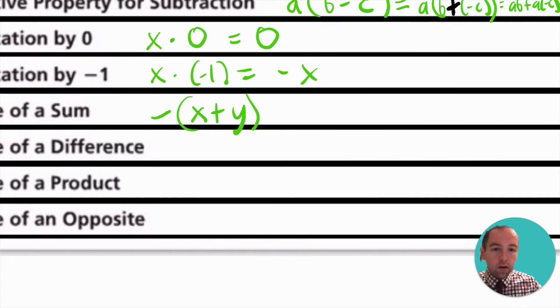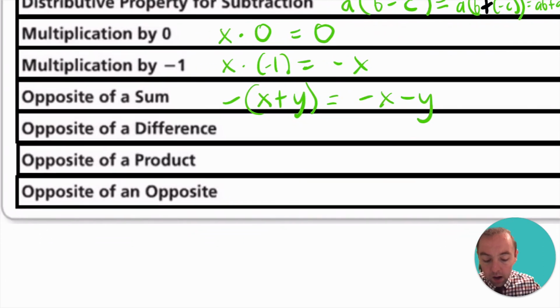And then really it's just actually using the distributive property, because that negative is a -1, which means that the opposite of a sum is actually -x minus y, if the sum was x plus y. Opposite of a difference, so a difference, right, is subtraction. So if you have an x minus y, and then you were to take the opposite of that difference, then you negate that entire subtraction, which would end up giving you a -x plus y, basically distributing that -1.